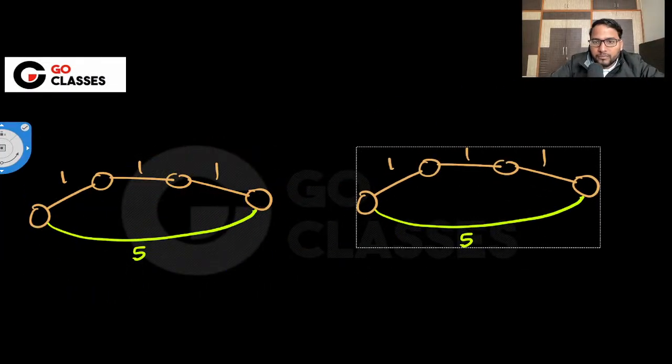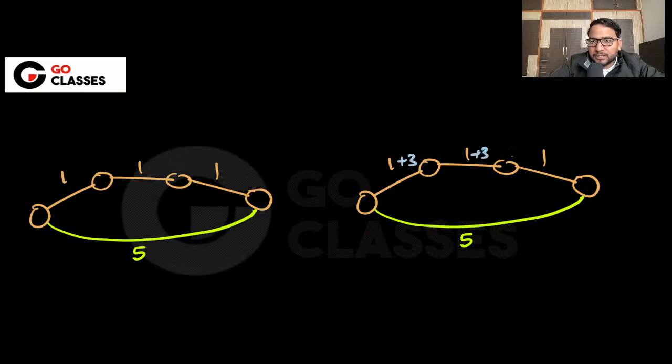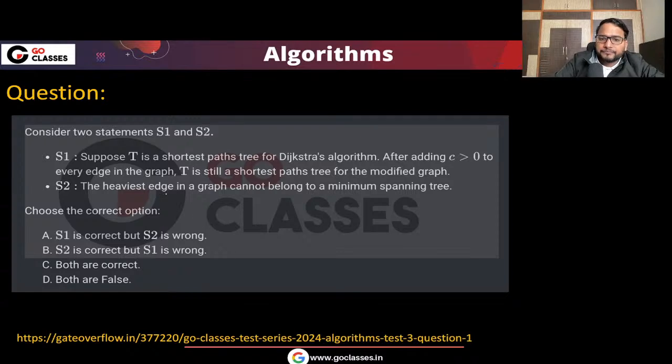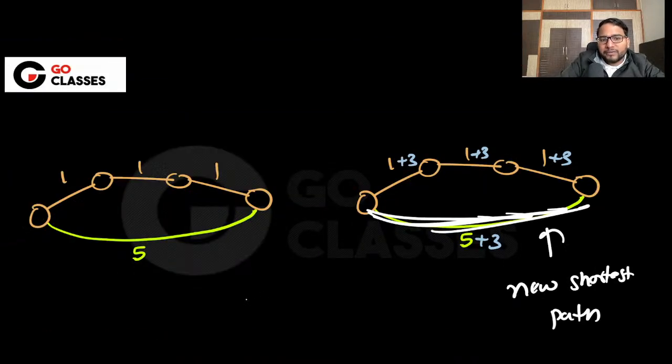So if you add, let's suppose 3, plus 3, plus 3, plus 3, then tell me the shortest path. Now the new shortest path, see here it will be 12, right? It is just 9, it is just 8. So this is the new shortest path, right? So if you add something, then shortest path may change, right? But the MST won't change. We have seen. So earlier if the MST is this, now also the MST is this, right? MST won't change, but the shortest path may change.